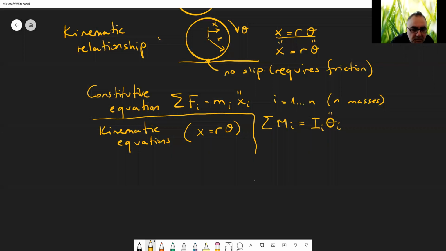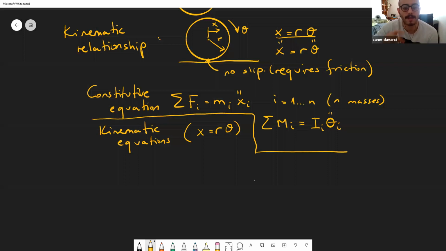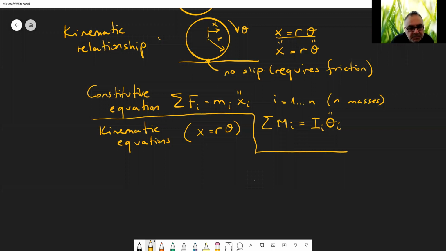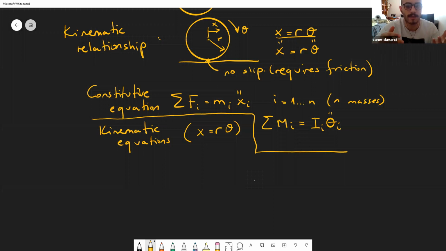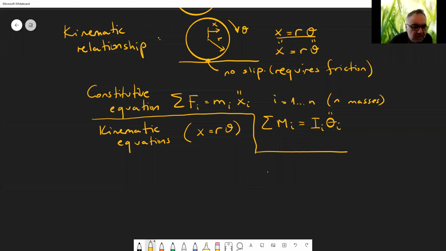By the way, the constitutive equations can also be the summation of moments is equal to I times theta double dot. Okay. Hocam, what about the acceleration and velocity? We take the derivative of the equation that we have, x is equal to r times theta. Yes. So if we have slip, is it going to be constant or not? Because if it is constant, the derivative of it will be zero, so it will not be affected. Is the slip constant or not?